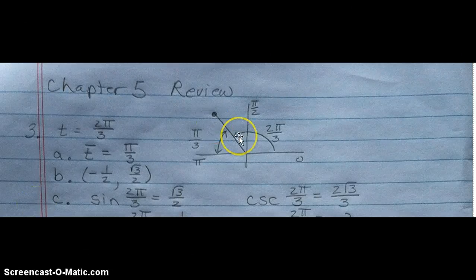Problem number 3. T is 2 pi over 3. We want the reference angle, so we put 2 pi over 3 in standard form. If you want to go all the way to the negative x-axis, that'll be pi. So you lack pi over 3. That's the reference angle. What point is that? On the unit circle, 2 pi over 3 is negative 1/2, square root of 3 over 2. Remember, in the second quadrant, x is negative, y is positive.